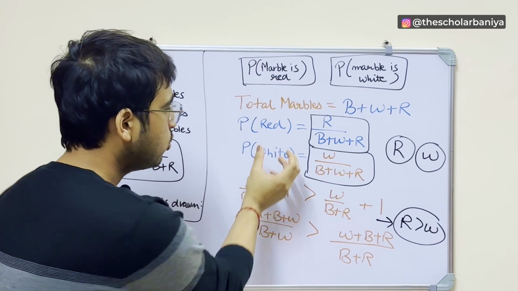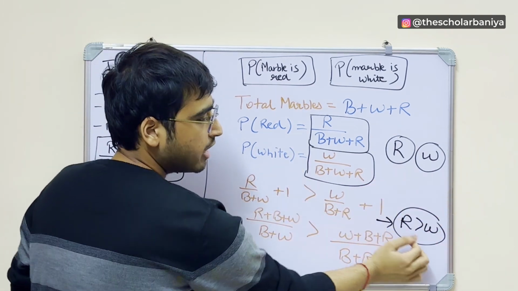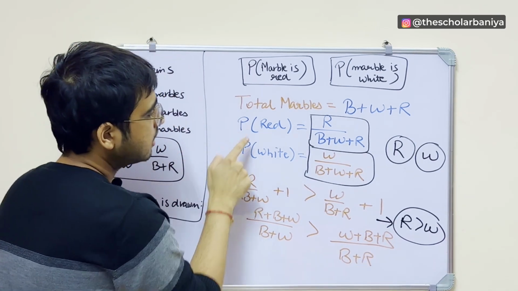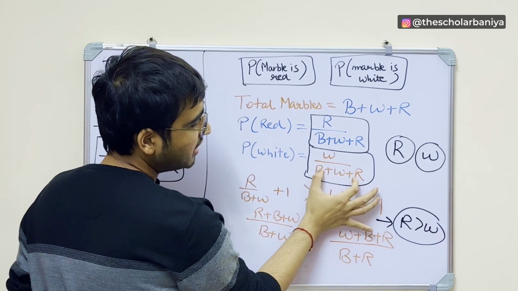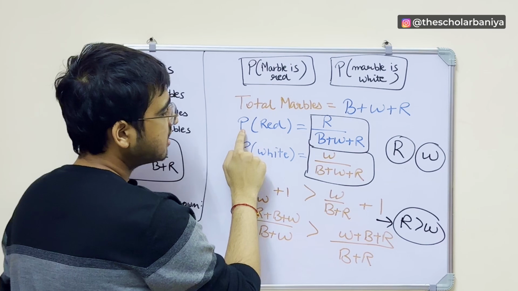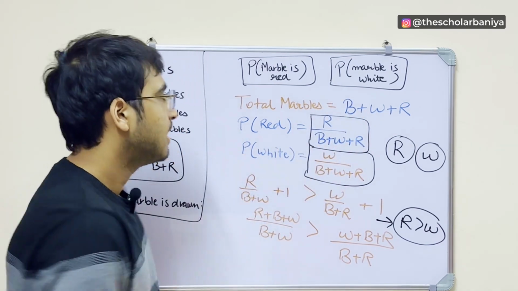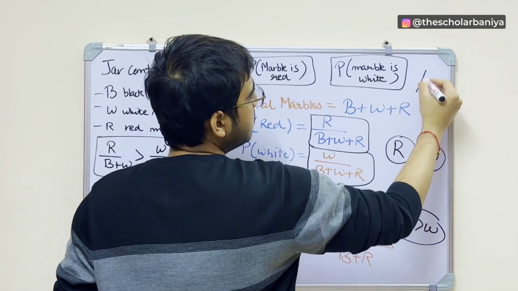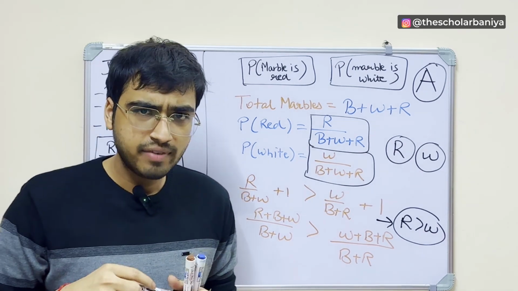Now let's come back to our original discussion. We have to compare R and W. We have come out with an equation that R is greater than W. So the probability of red is R upon this, the probability of white is W upon this. This part is the same, and because R is greater than W, that means the probability of red will be greater than the probability of white. That means this part is greater than this part, and therefore the answer becomes A.